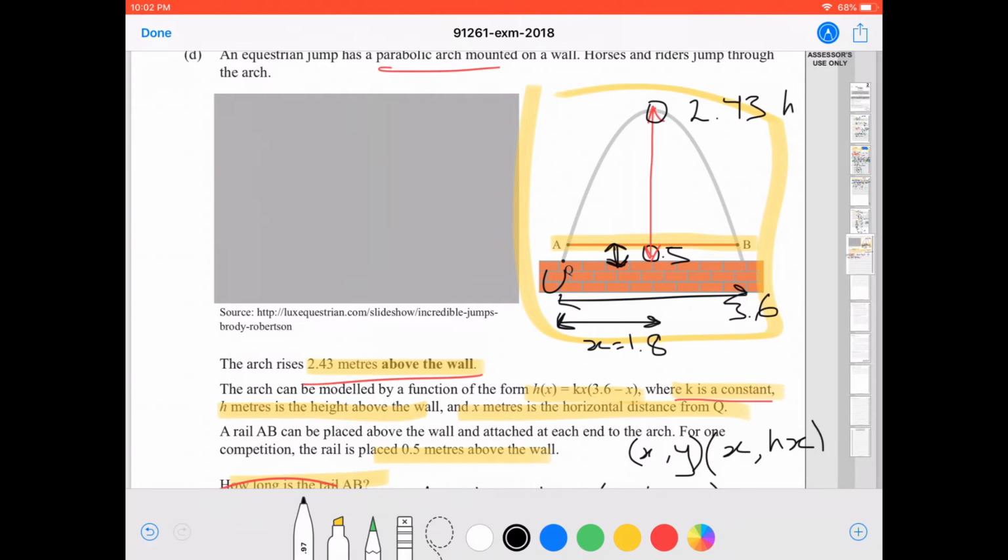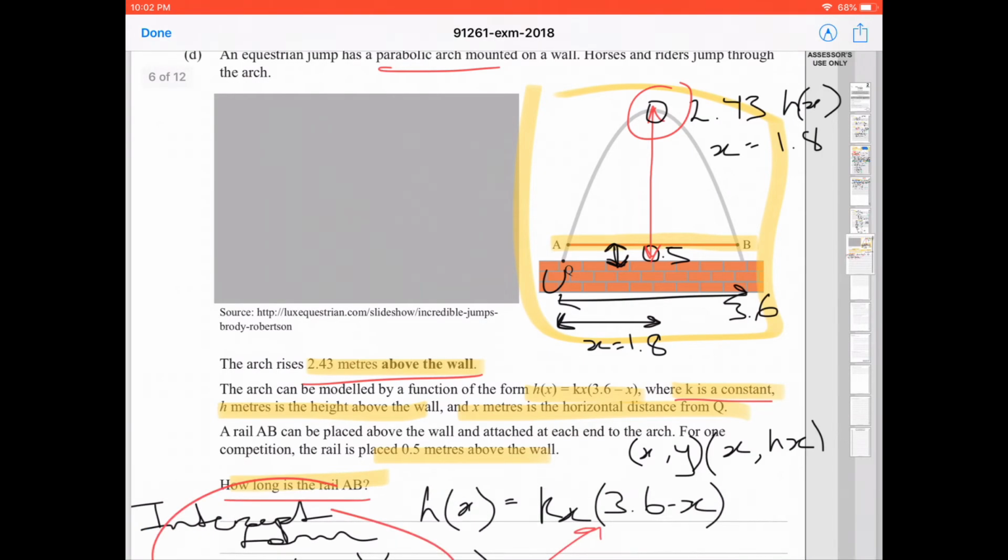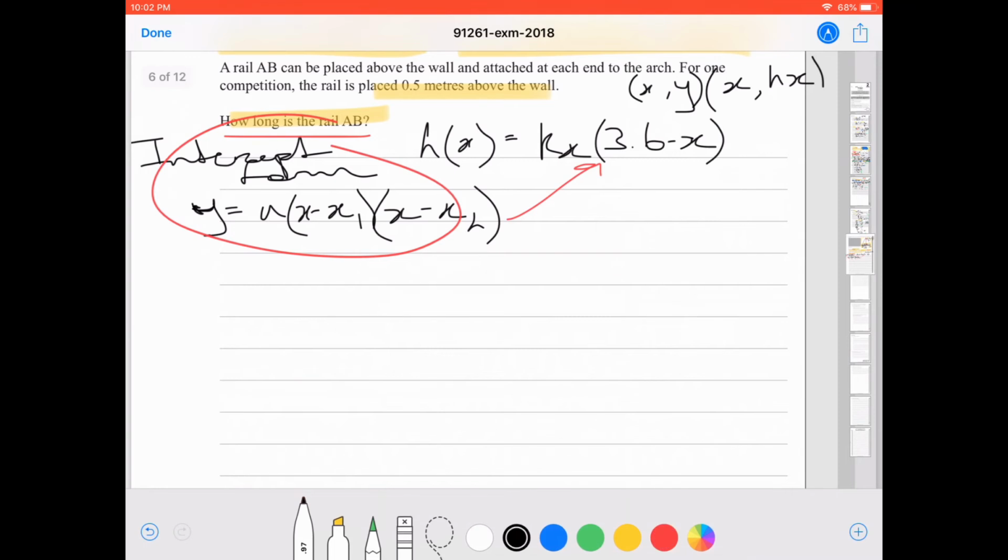So h of x is 2.43 here, and we can say x equals 1.8. Again, that's at this point here, the top, basically the maximum here. Okay, and we're going to substitute that into our equation. We're going to say, what was it? 2.43, right? Yeah, 2.43 equals k times 1.8 times 3.6 minus 1.8.